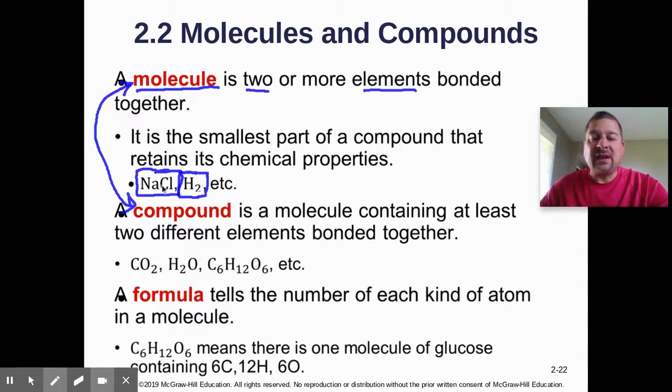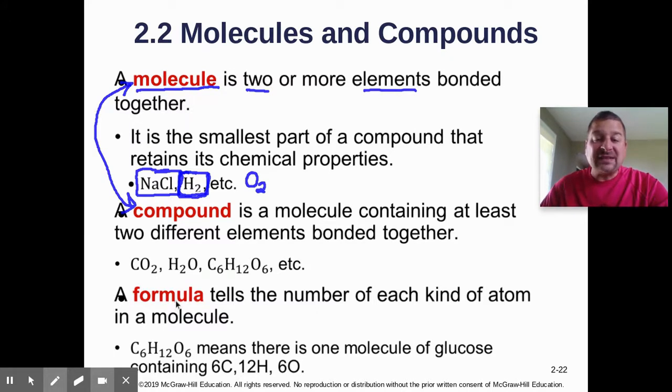Compound is when you have two different elements bonded together. So sometimes a molecule like hydrogen gas is still just that element, but it's in molecular form, like we say diatomic. Oxygen gas, O2, would be another example where you have molecules of oxygen. So it's that element, but in its molecular form. Whereas a compound has different elements bonded together: CO2, carbon dioxide, H2O, water, glucose. But a lot of times in bio, we'll kind of interchange molecule and compound a little bit.